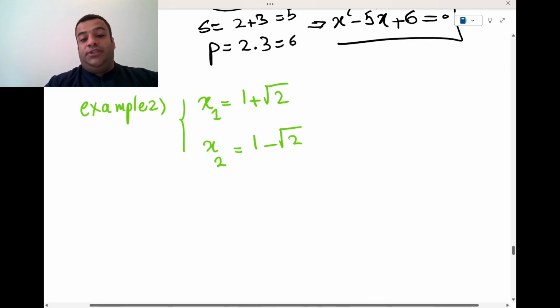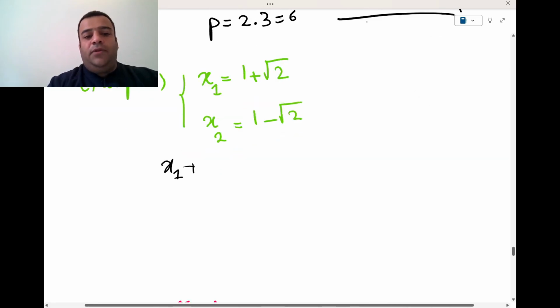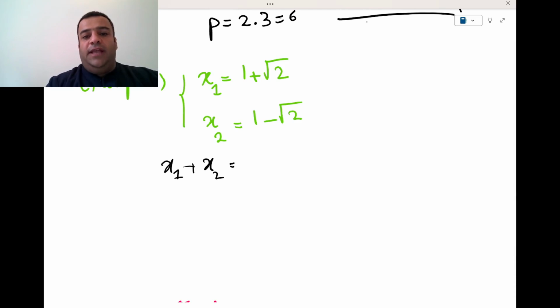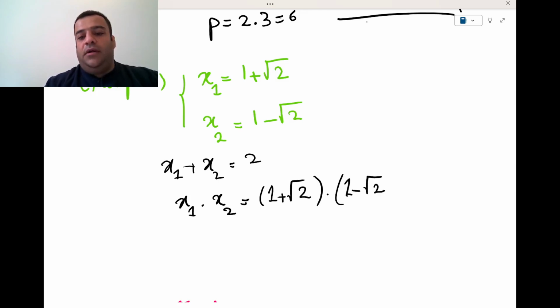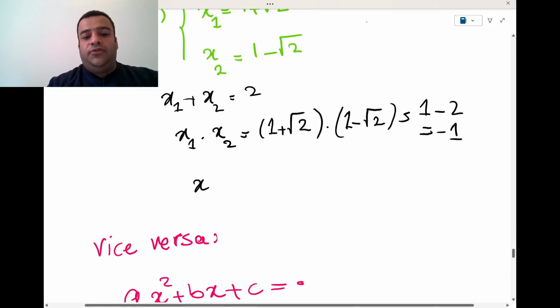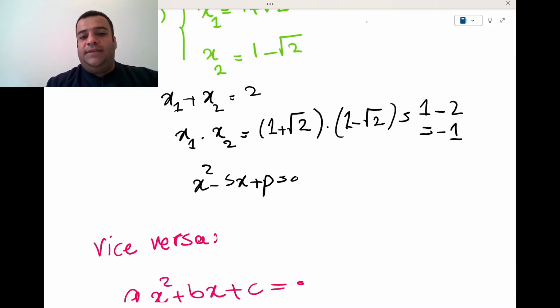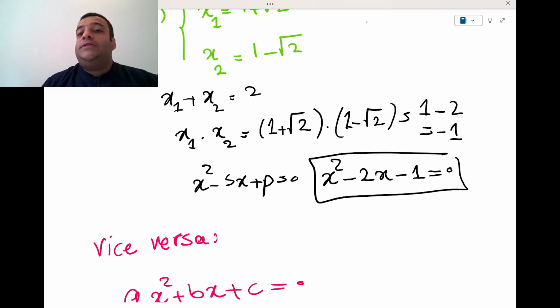But another question: here x1 plus x sub 2, they cancel each other. The answer is 2. But x1 times x2 is 1 plus radical 2 times 1 minus radical 2. The answer is 1 minus 2, which is minus 1. Therefore, if I substitute in this equation, our answer is x power 2 minus 2x minus 1 equal to 0. But some of you may ask me why you use this formula.